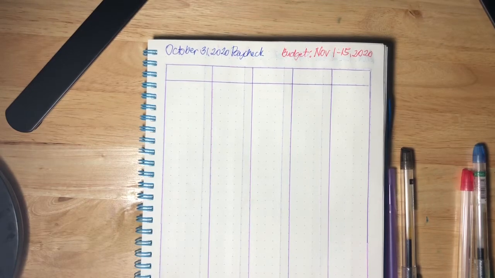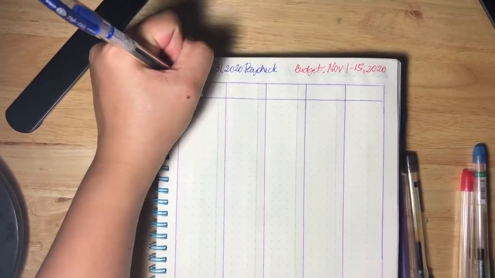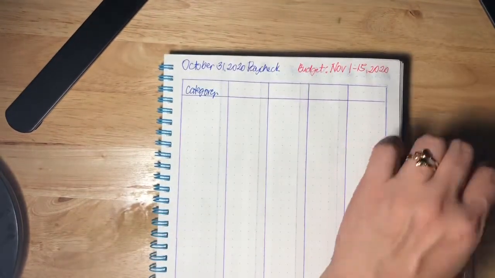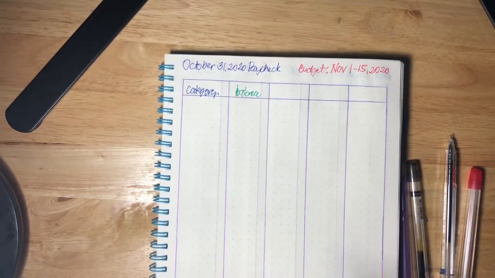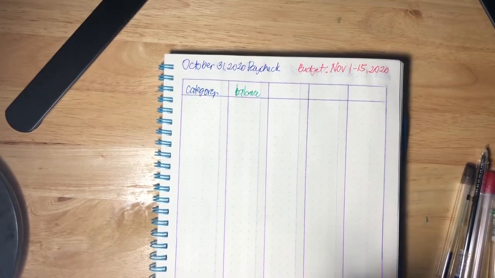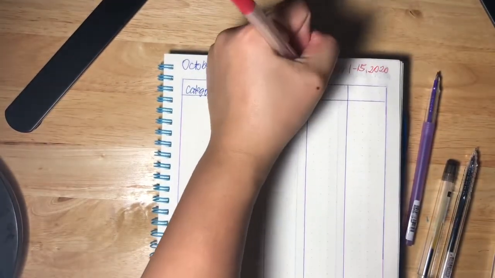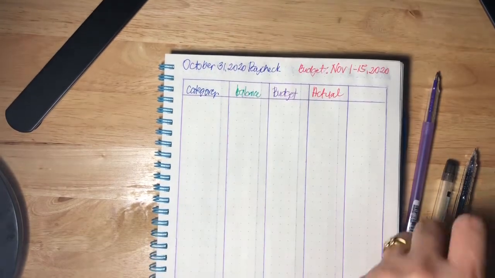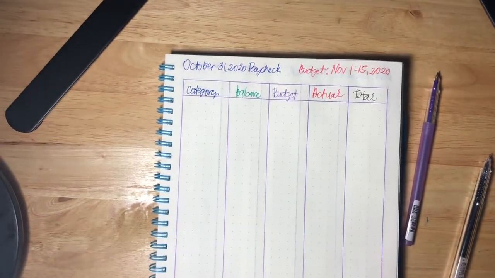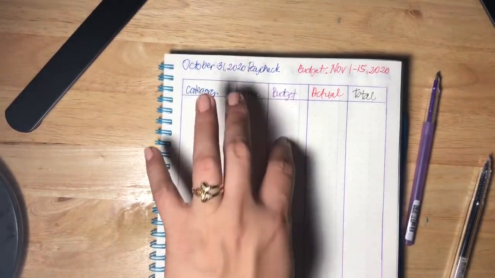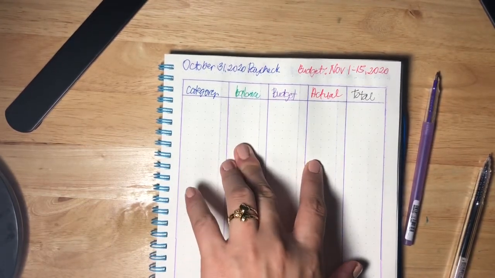So this will be the category, and then I'll do this balance, and then budget, actual, and total. So for today, we're only going to fill up the budget column. For the balance, we will do that together with the actual budget on the 30th.